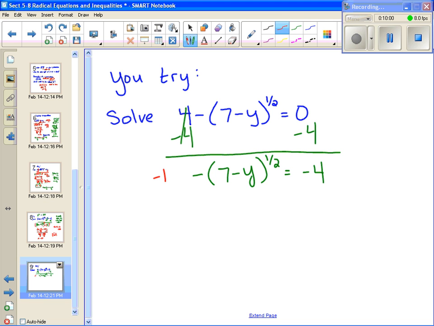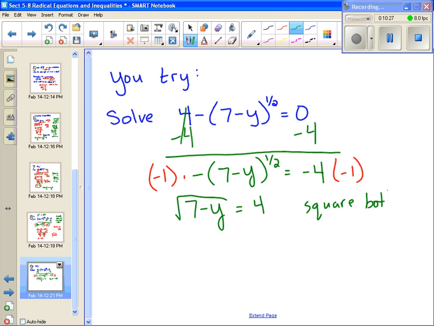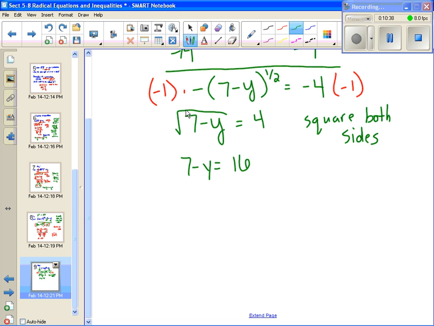I really don't want it there. So I'm going to multiply both sides by a -1. So when I do that, that cancels out the negative, and I'm left with 7 minus y. If you want to, you can put this as a square root because it was a 1/2 power. All right, so when you have a 1/2 power, if you want to put it as a square root, that's fine. Then I'm going to square both sides. And when I do that, I get 7 minus y equals 16. Remember, when you square a square root, it cancels that out.